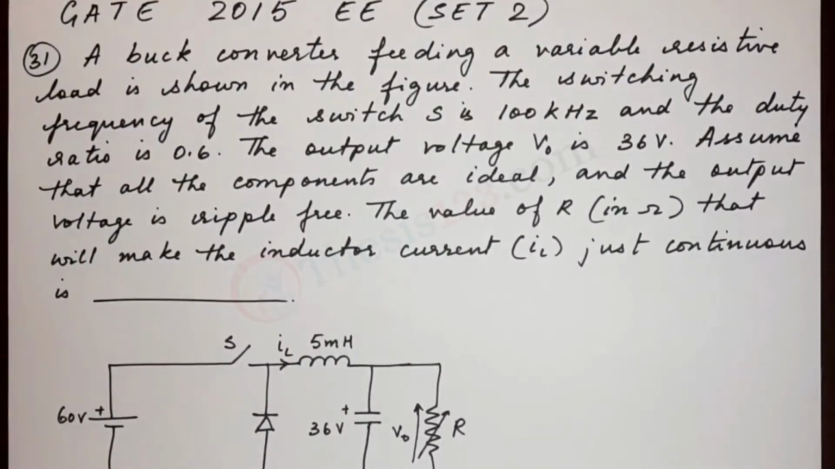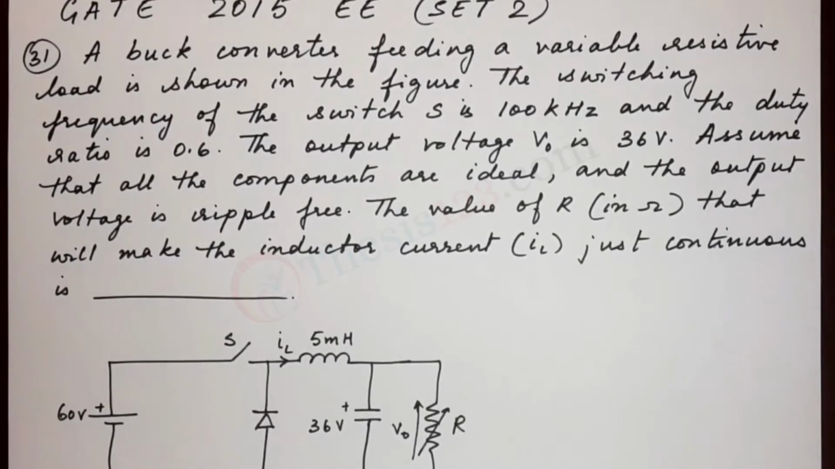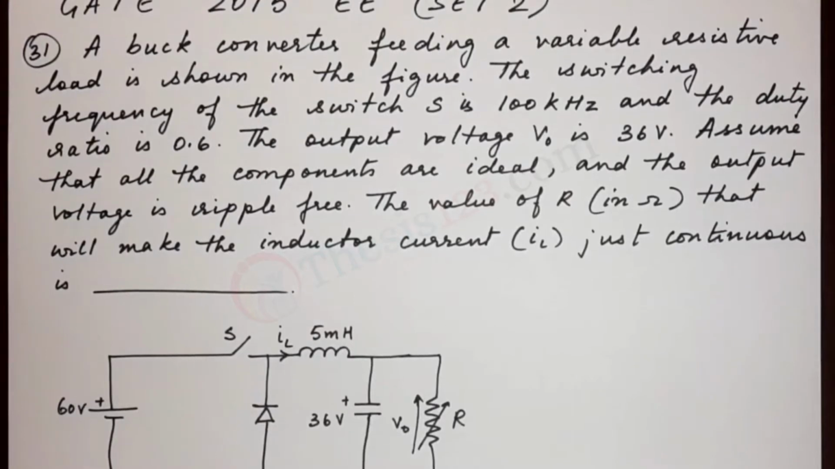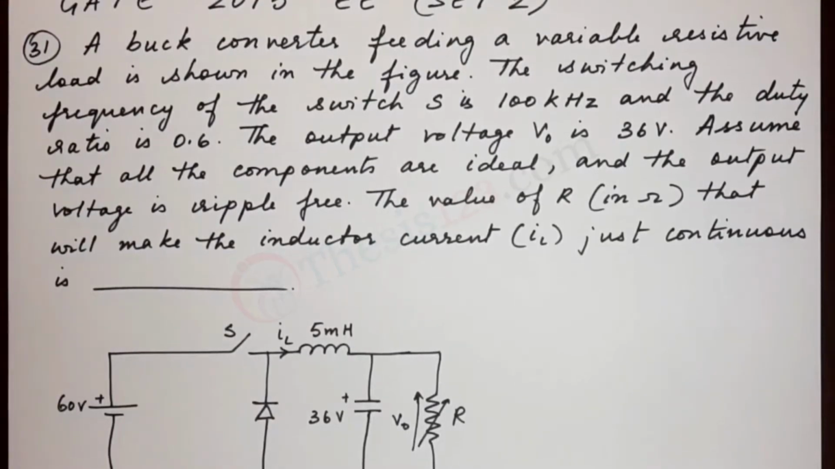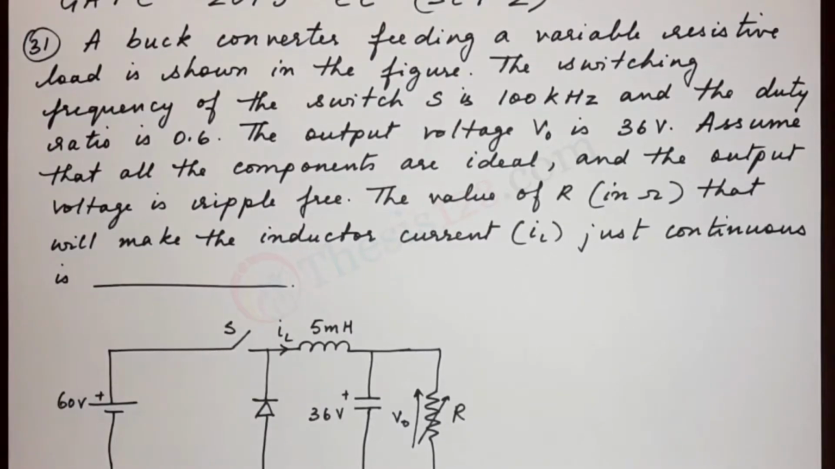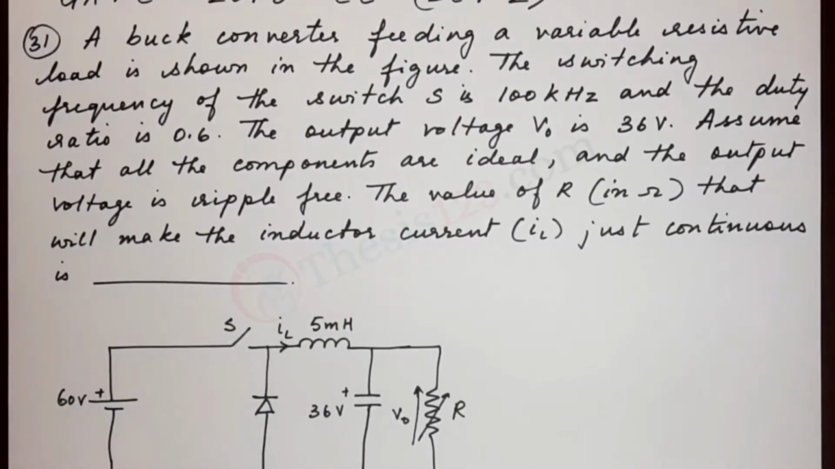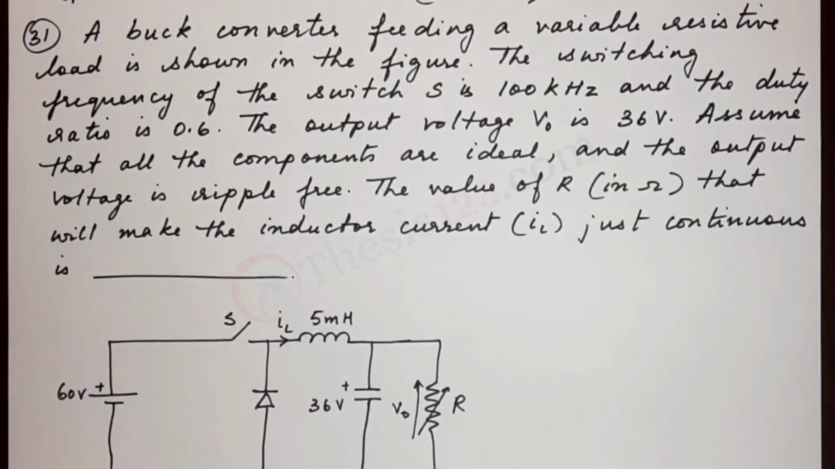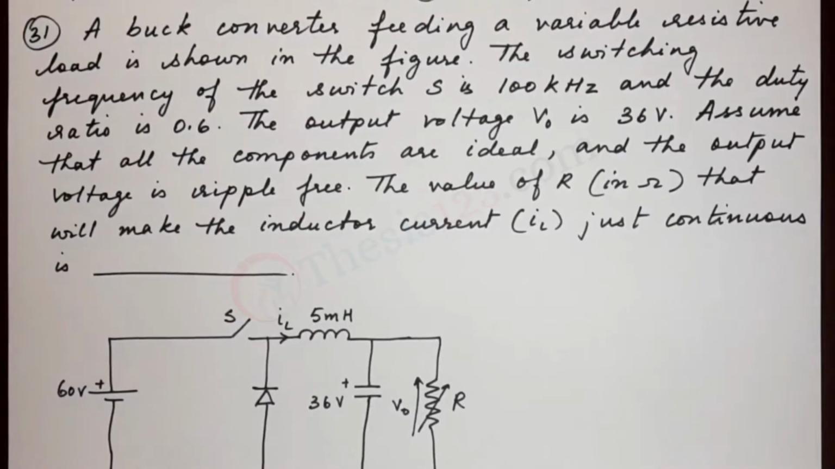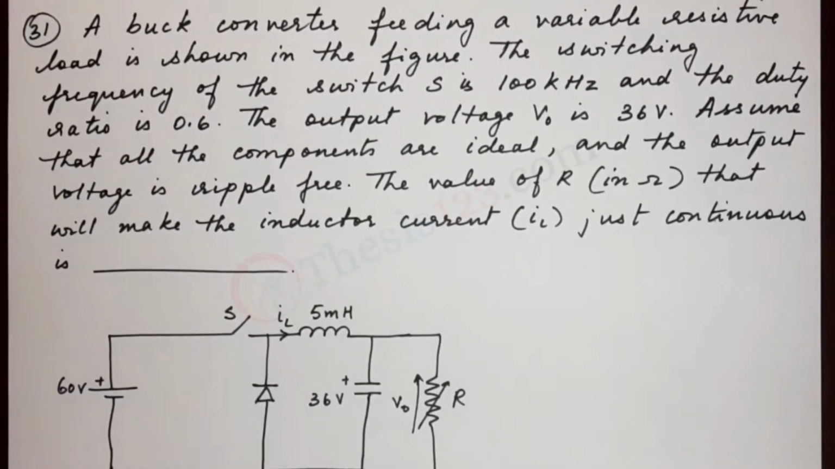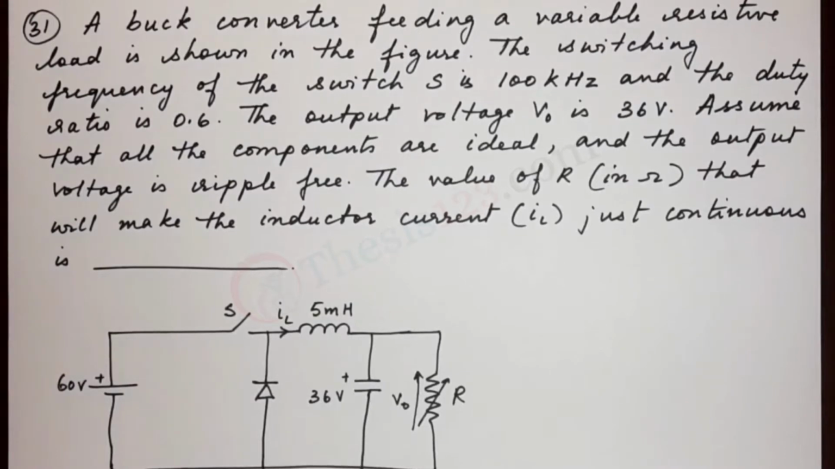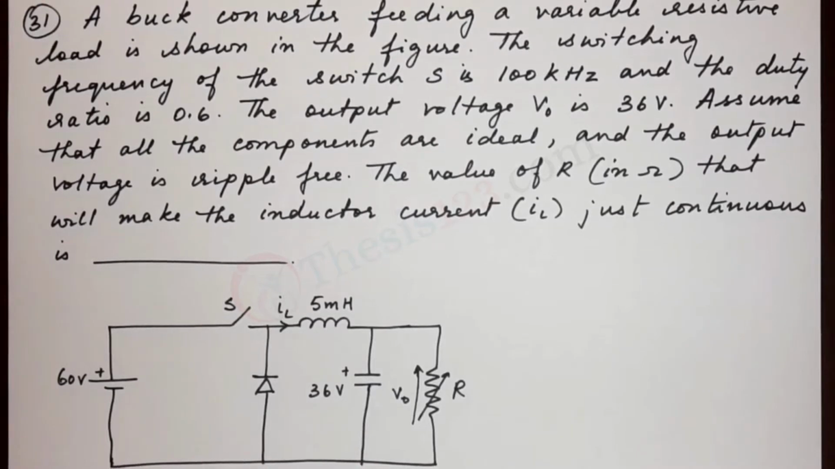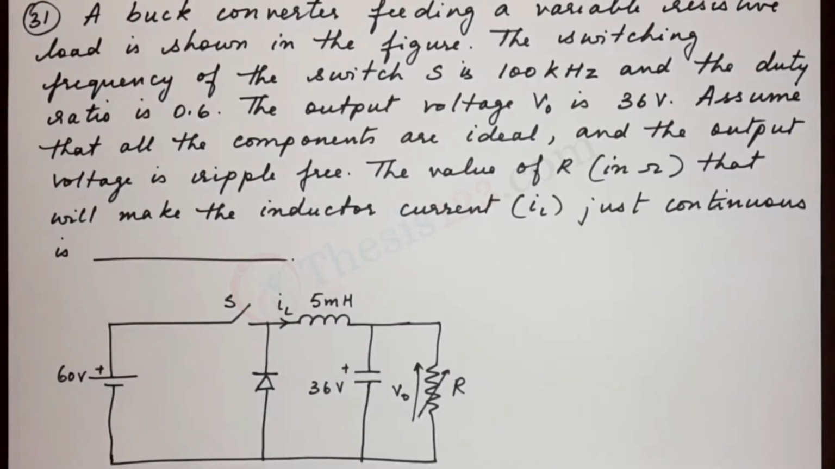The next question, number 31. A buck converter feeding a variable resistive load is shown in the figure. The switching frequency of the switch S is 100 kHz and the duty ratio is 0.6. The output voltage V0 is 36 volts. Assume that all the components are ideal and the output voltage is ripple free. The value of R in ohms that will make the inductor current IL just continuous is dash.